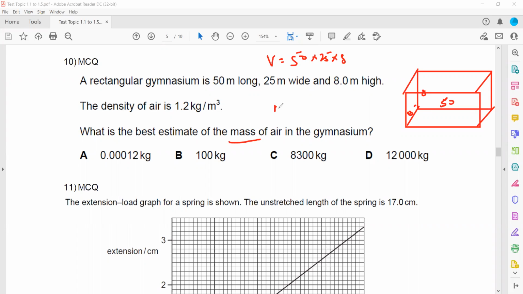To get the mass, it is density times the volume. So density is 1.2 and the volume is 50 times 25 times 8. When we multiply all the factors, this will give us 12,000 kilograms, the estimated mass of air inside the gymnasium.